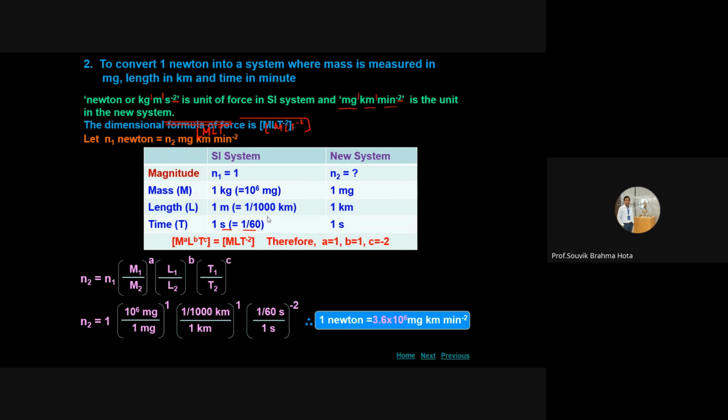Okay, so then what we should do, we basically place all the values over there, and then we need to simplify it. 10 to the power 6 raised to the power 1, 10 to the power minus 3 raised to the power 1, and 60, because 1 by 60 raised to the power minus 2 is nothing but 60 square. So it should have this value, 3.6 into 10 to the power 6 mg km minute raised to the power minus 2. So n2 value is 3.6 into 10 to the power 6.